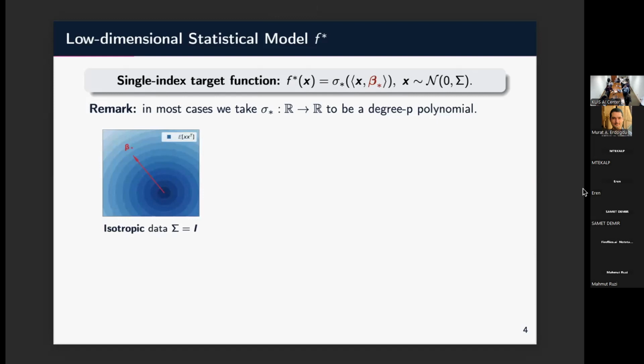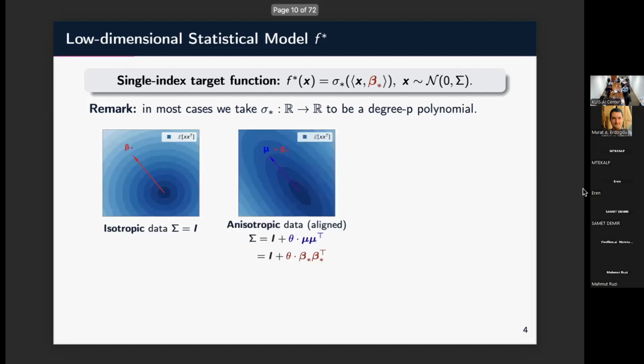If you look at this picture, the blue contours are the distributions of the input. There's no structure, no ellipsoid structure. That's identity covariance. And the beta star, I also put in the same figure. It's a unit vector in some direction. So the point is, input does not contain any information about the target beta star. Perfectly uninformative case.